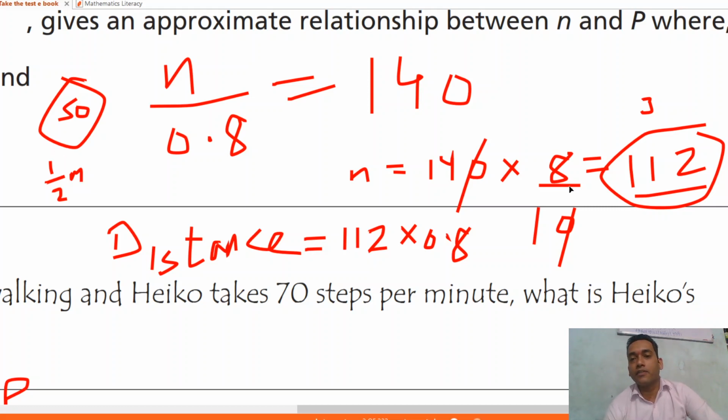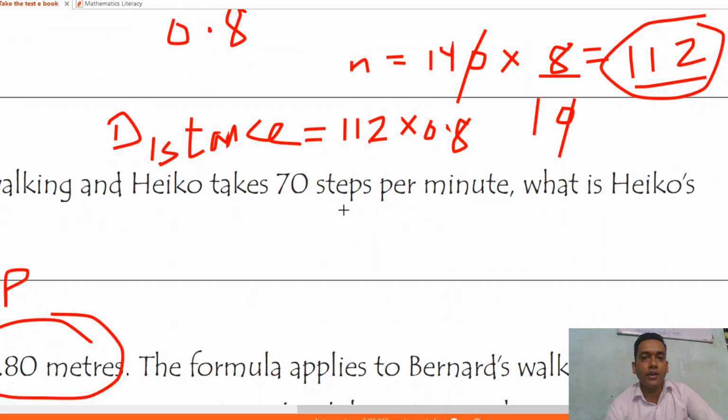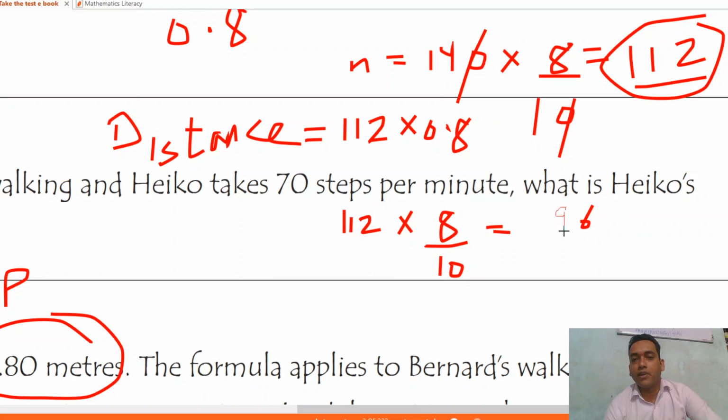Similarly, this person is taking 112 steps in 1 minute, and each step is 0.8 meter long. So the total distance will be 112 into 0.8. Either you can write it as 8 by 10 or let it be 0.8 and multiply. It is according to your convenience. So 8 2s are 16, then 8 1s are 8, 9, and simple multiplication we have to do.